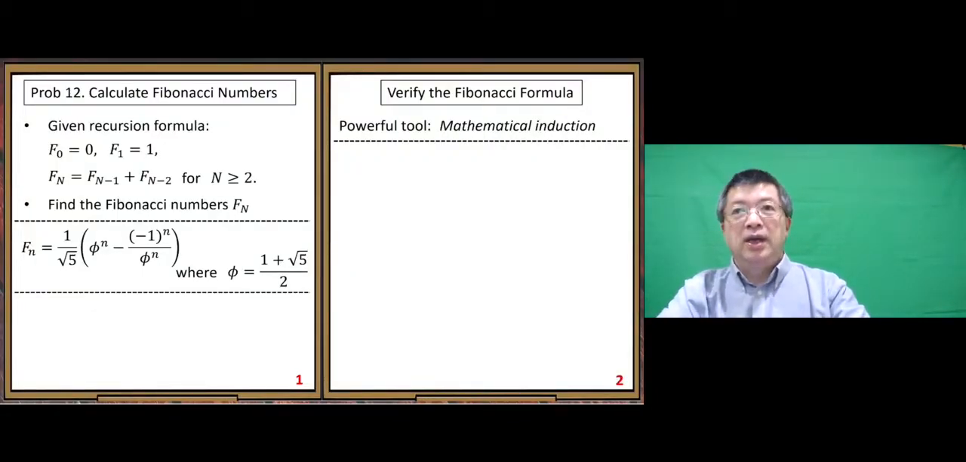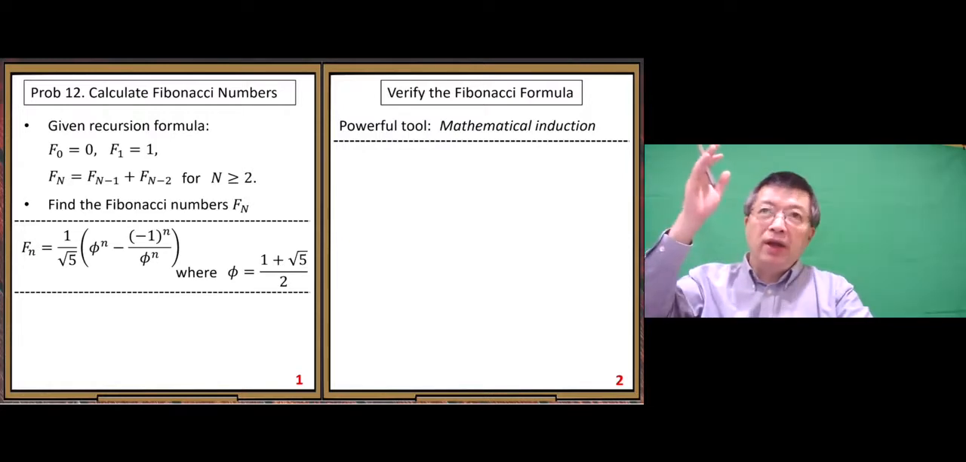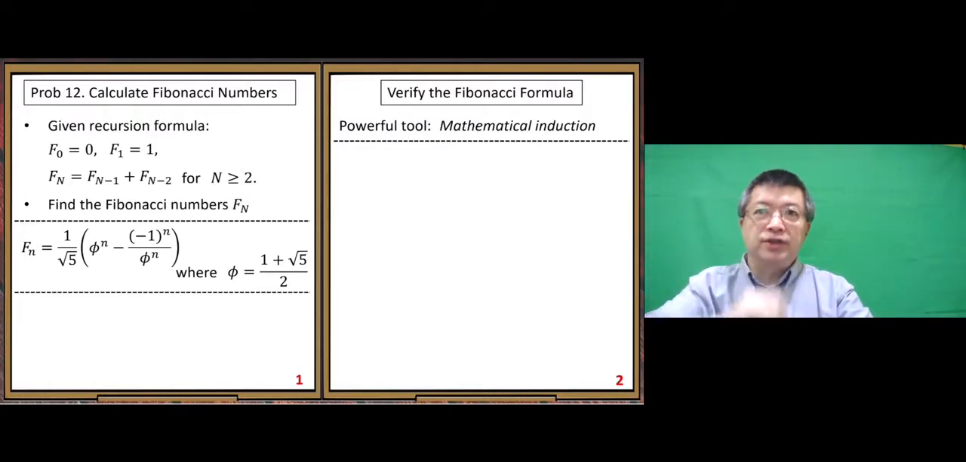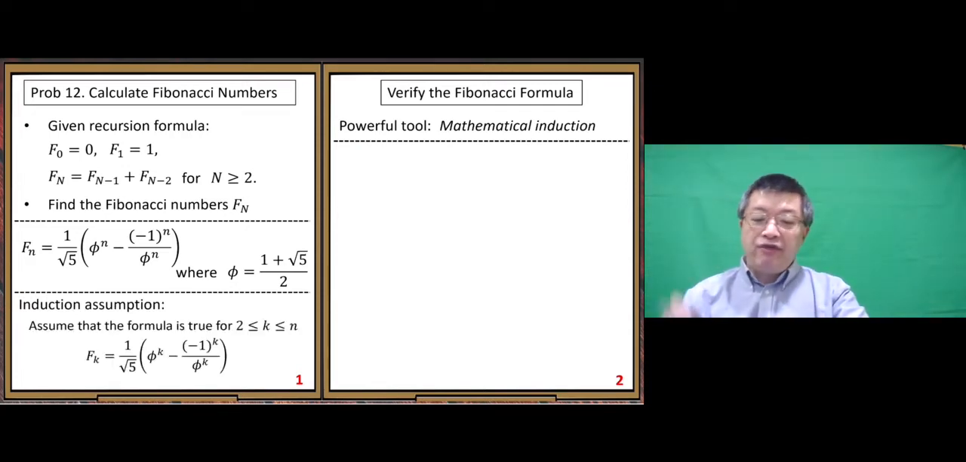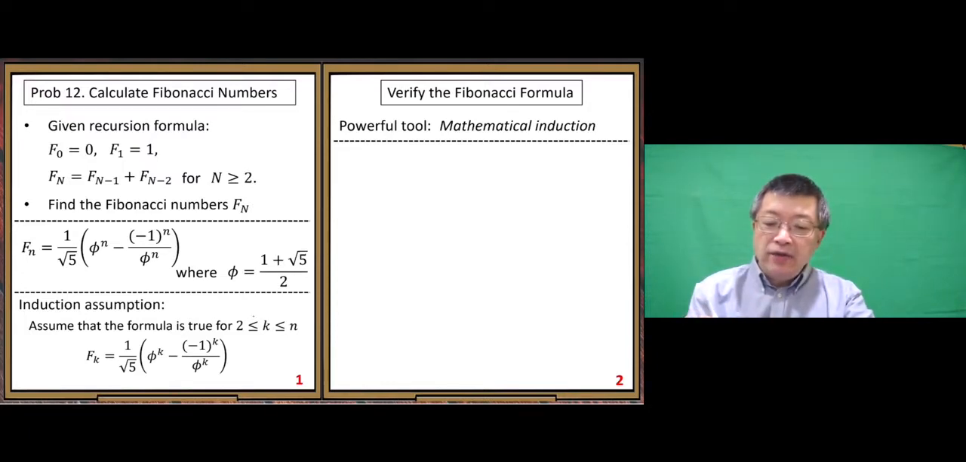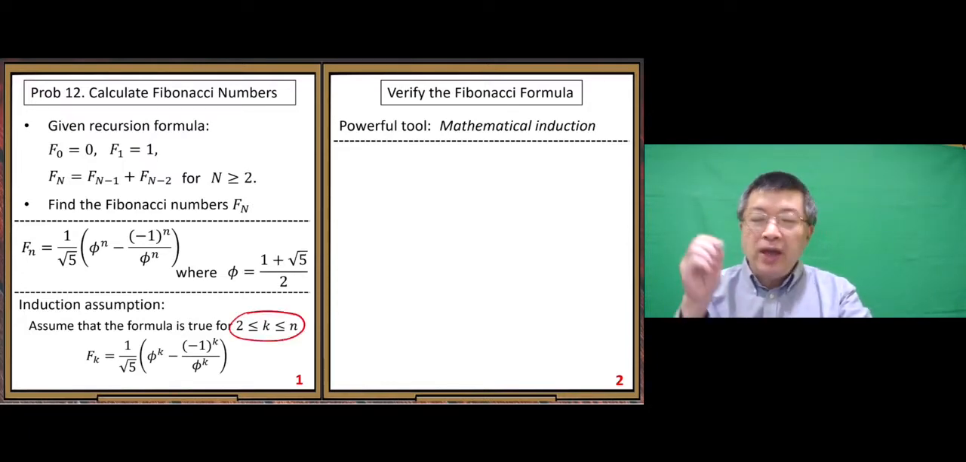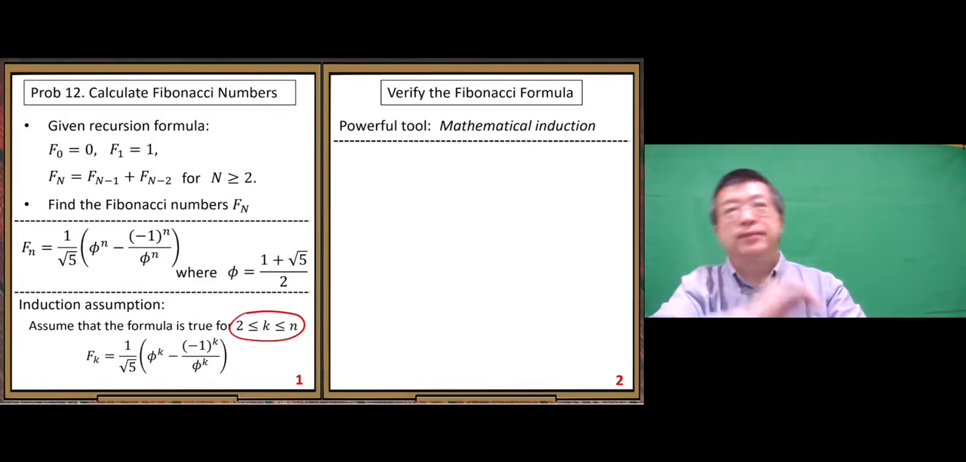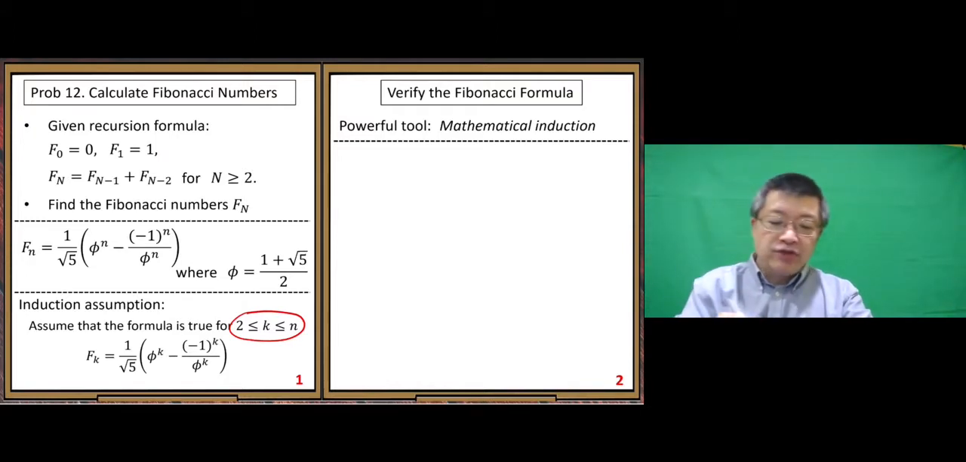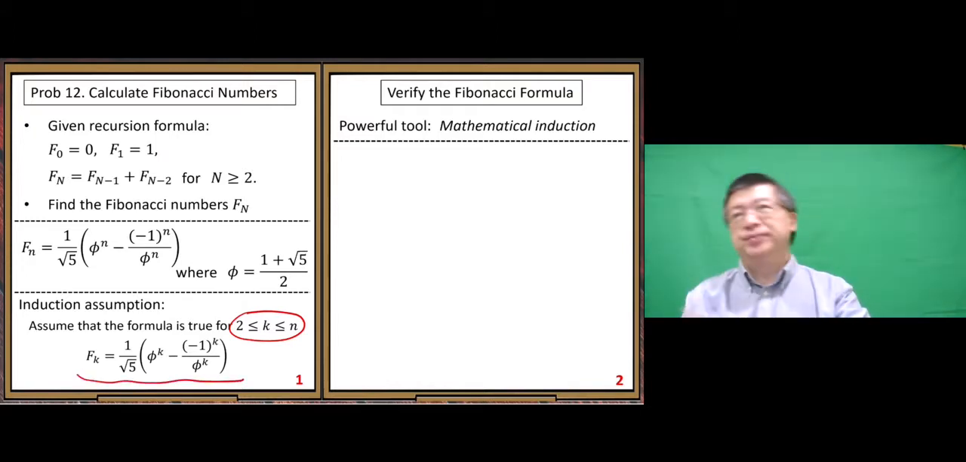Okay. All right, let us make the induction assumption first. Induction assumption: assume that the formula is true for k in this range between 2 and n, some number n. This formula is true. That is our induction assumption.